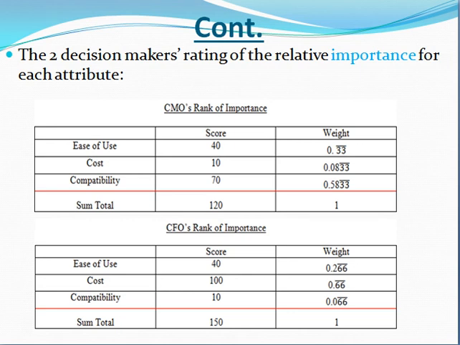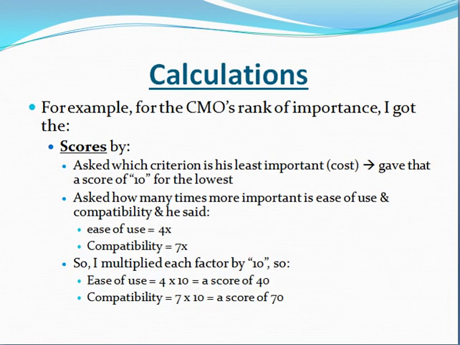These 2 tables show the 2 decision makers' ratings of the relative importance for each criterion. Referring to the last slide, the 2 decision makers were asked to rank the relative importance of each criterion. For example, for the CMO's rank of importance, I got the scores by first asking him which of the 3 criteria, ease of use, cost, or compatibility, is least important to him. He said cost, so then we gave that a score of 10, indicating the lowest score.